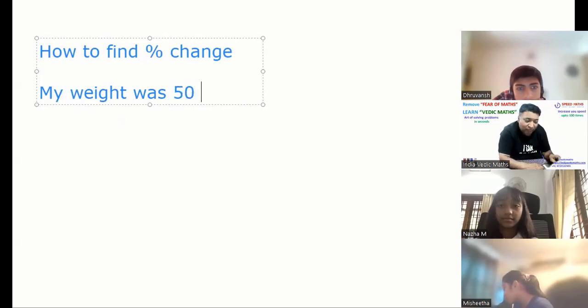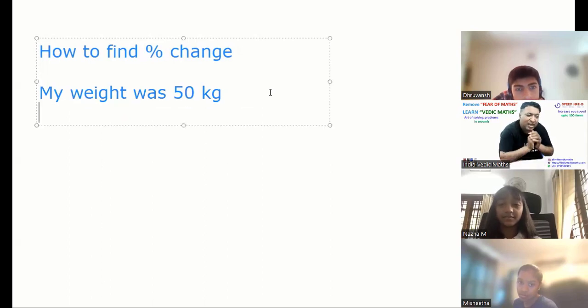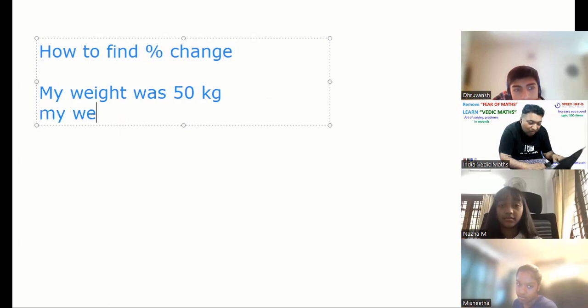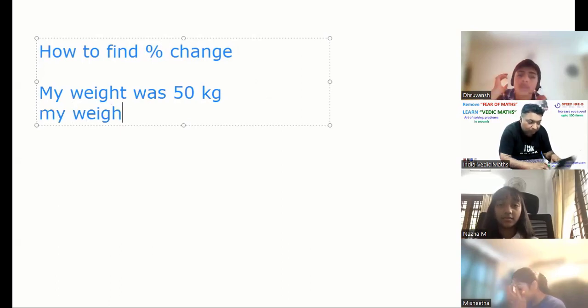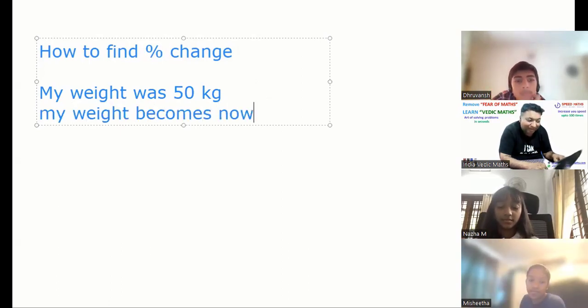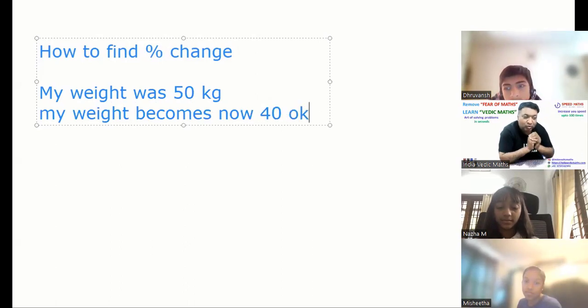50 kg. Sorry, you are not 50 kg, but just saying. Okay, my weight was 50 kg some months ago. I have done a lot of exercise, no food, everything is diet. My weight has now become 40 kg. So how much percentage weight did I reduce?